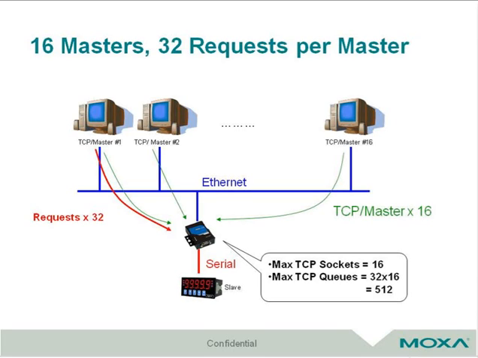This slide introduces the multi-master and multi-request support of the MGate. When the MGate is set to slave mode, it will support up to 16 masters connected simultaneously. We designed a mechanism that can handle a maximum of 512 queues without dropping them. This means that 16 masters could send 32 requests each at the same time.